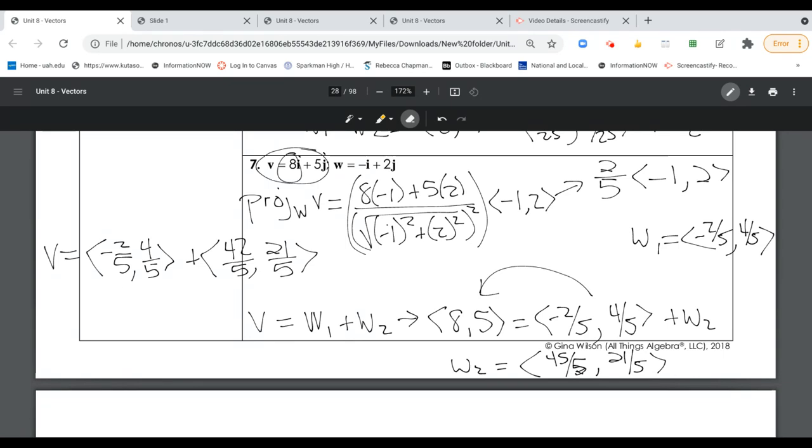If you have any questions about breaking v up into two vectors using vector addition, where those two vectors have to be perpendicular to each other, orthogonal with respect to each other, please make sure you contact me.